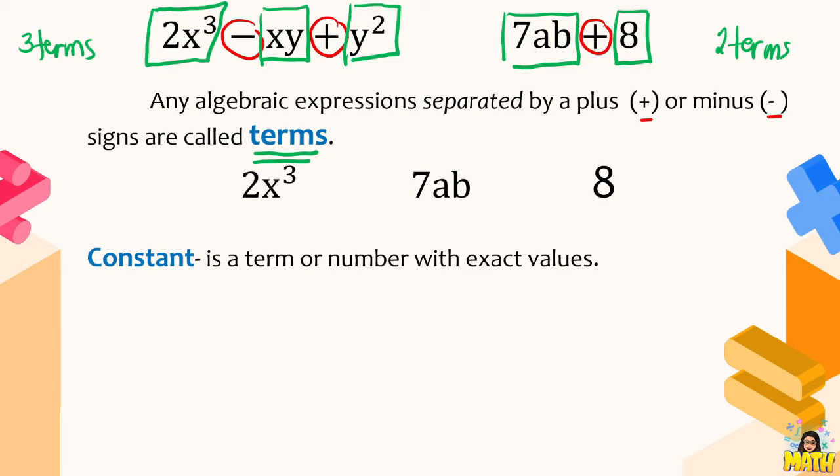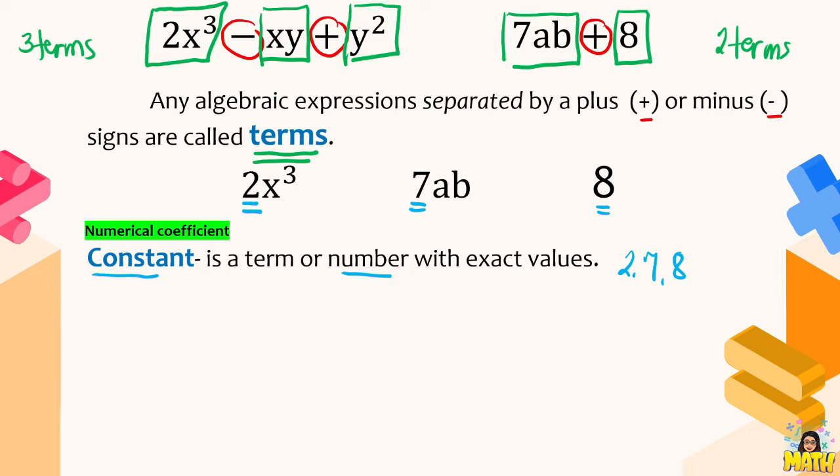A constant is a term or number with exact values. So here, we have the constant 2, 7, and 8. Ito ang tinatawag nating constant. Ibig sabihin, hindi na babago yung value niyan. So that's already fixed na 2 ang imomultiply sa x cubed, 7 ang imomultiply kay ab, at 8 lang yung value nito. This constant is also called numerical coefficient.